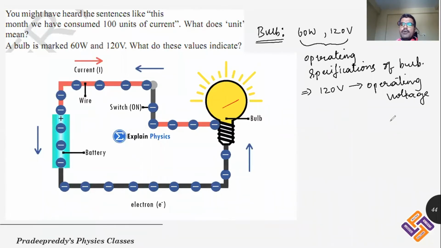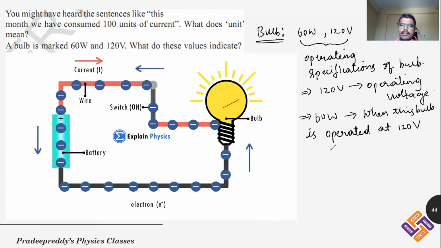It is called operating voltage. And this 60 watt means that when this bulb is operated at 120 volt, it draws 60 watt of power. It draws 60 watt of power from the circuit or from the battery.